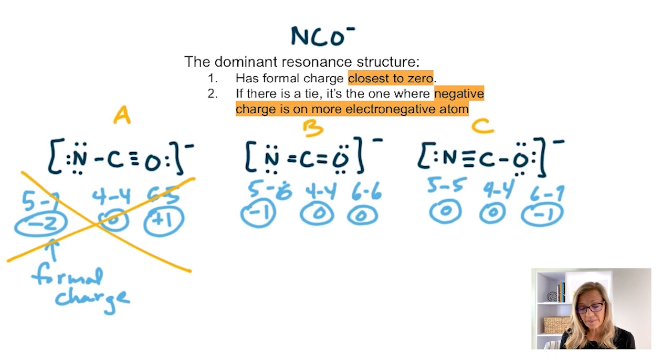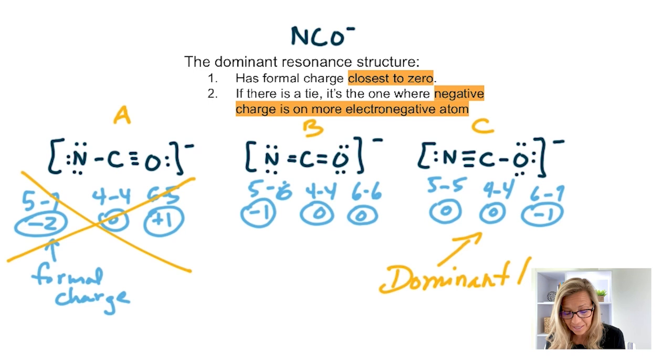If it's a tie, this is my second rule here, the one with the negative charge on the more electronegative element wins. Now, nitrogen and oxygen are side by side on the periodic table, but oxygen is to the right, which is more electronegative. So the one that has the oxygen on it is the winner. And so in this one, the oxygen has the negative charge, and so it is more electronegative. And so this one would be the dominant. This would be my winner. So this is how we use formal charge to determine which resonance structure is dominant.